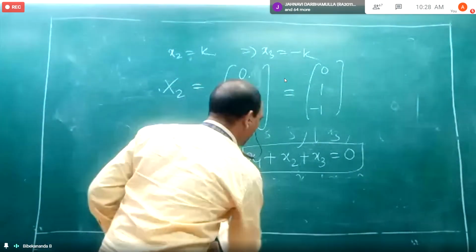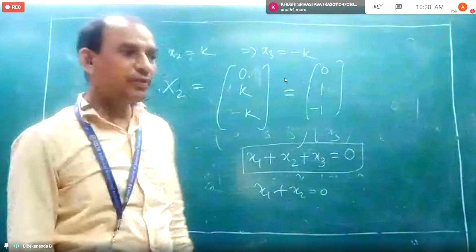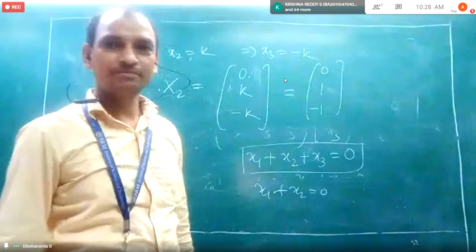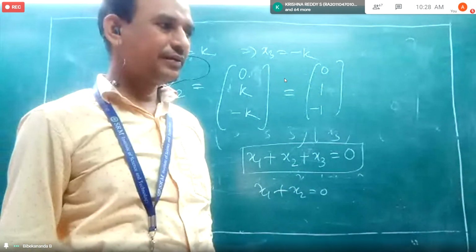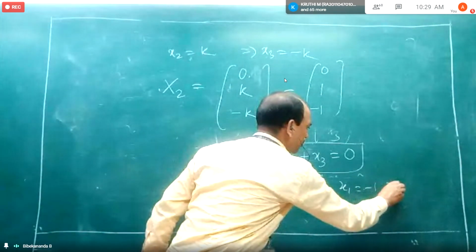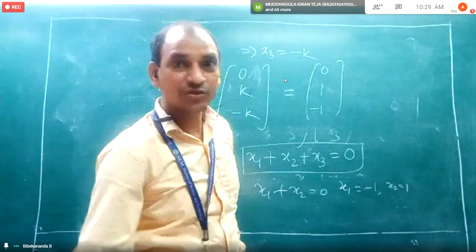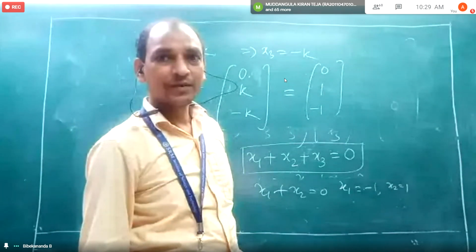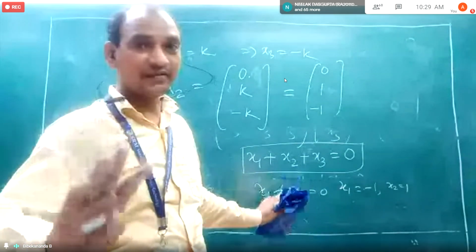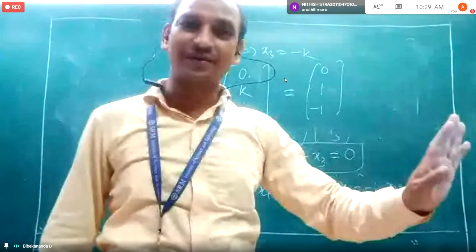But if I write one equation, suppose x1 plus x2 equal to 0, can you tell me the values of x1 and x2 so that it is unique and satisfies the equation? x1 equals minus x2. So you put x1 equal to minus 1, x2 equal to 1, and you get the solution. Yes or no?